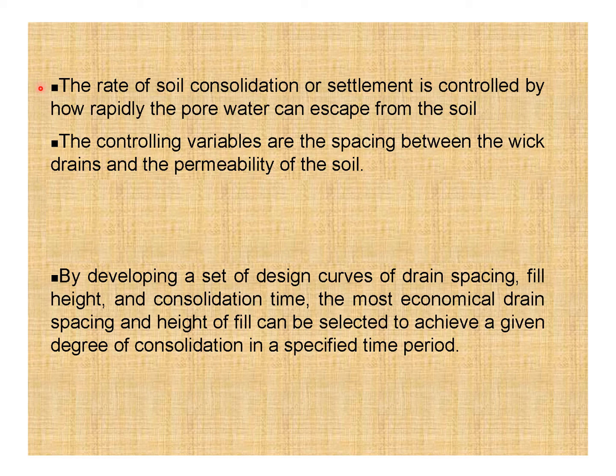The rate of soil consolidation or settlement is controlled by how rapidly the pore water can escape from the soil. The controlling variables are the spacing between the wick drains and the permeability of the soil. By developing a set of design curves of drain spacing, fill height, and consolidation time, the most economical drain spacing and height of fill can be selected to achieve a given degree of consolidation in a specified time period.